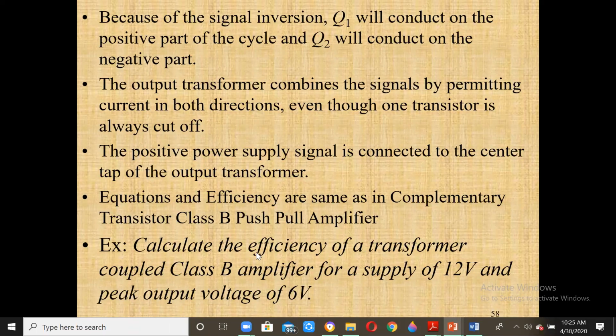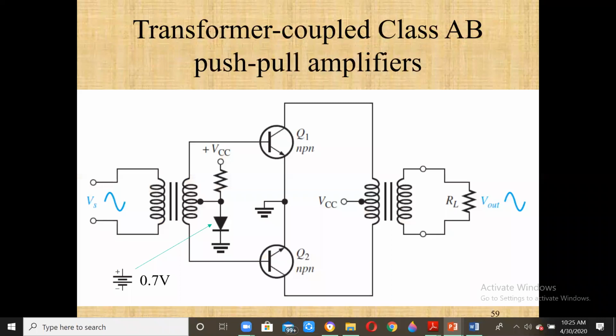efficiency of the transformer coupled class B amplifier with a supply voltage of 12 volts and a peak output voltage of 6 volts. So this is 12 volts and this is 6 volts. So PS will be 12 volts times ICQ. PL will be 6 volts times ICQ. You just multiply them and divide them. 6 ICQ divided by 12 ICQ gives the efficiency, which turns out to be 50%.